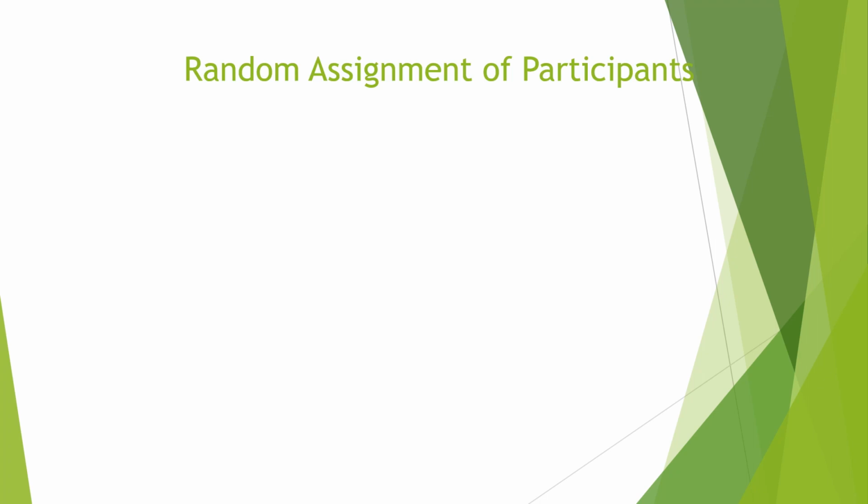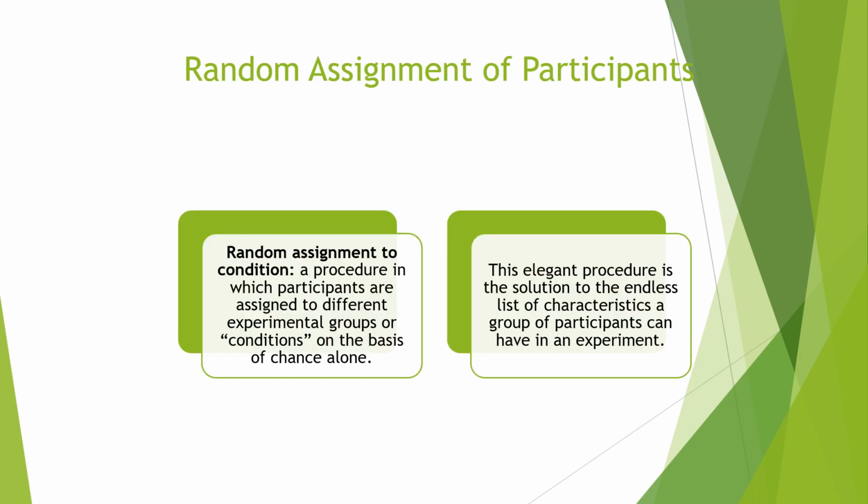When we assign participants to either the experimental group or the control group, we have to be very careful about this assignment placement. And we do this by using random assignment. Random assignment is a procedure in which participants are assigned to different experimental groups or conditions on the basis of chance alone. So it has to be completely unbiased.